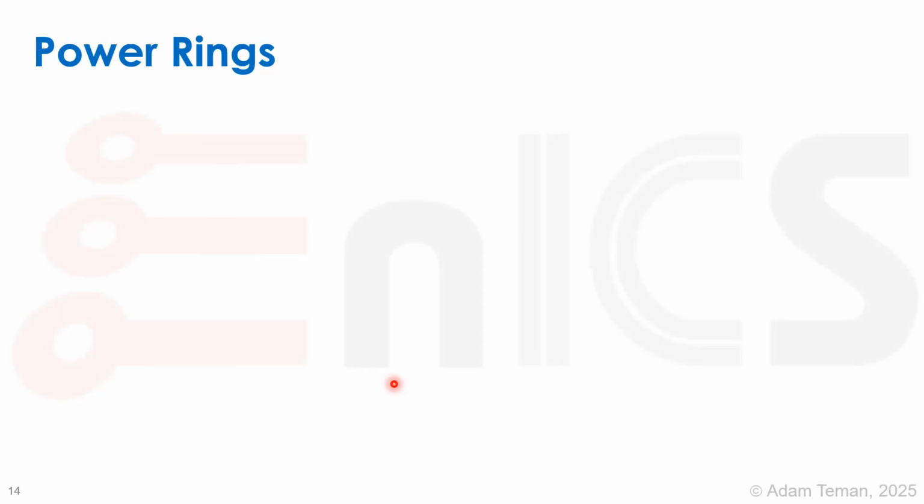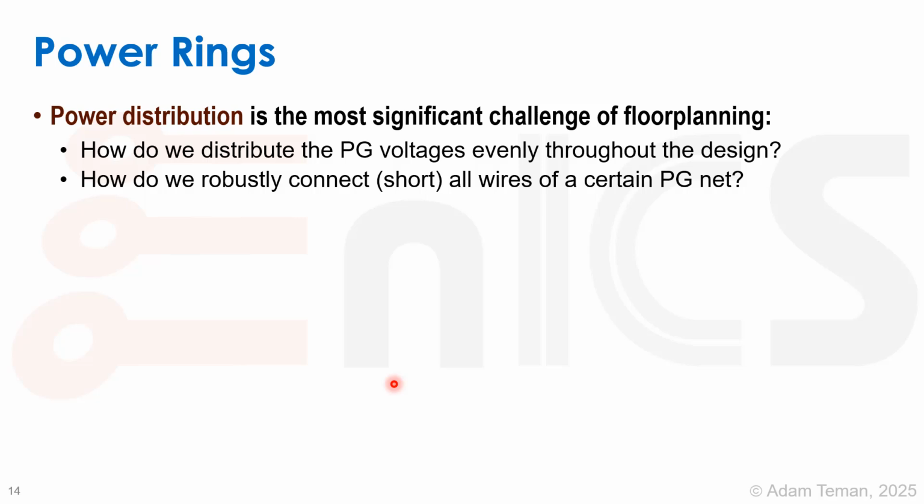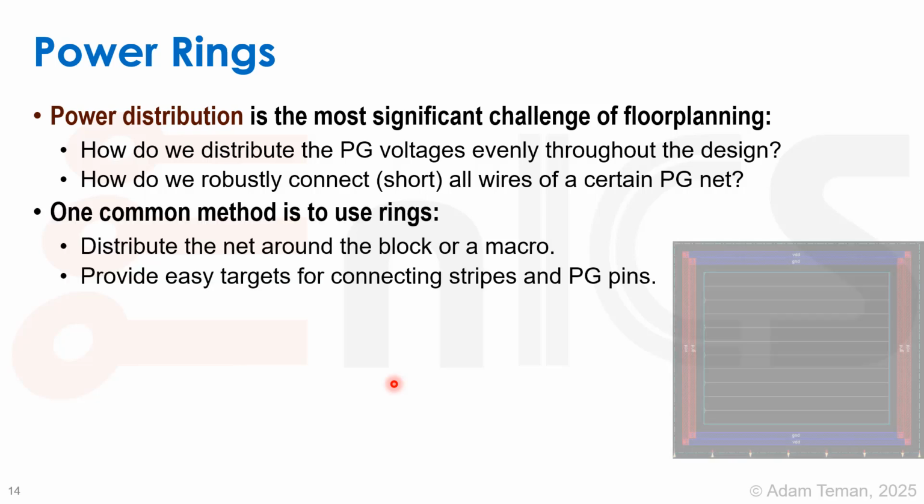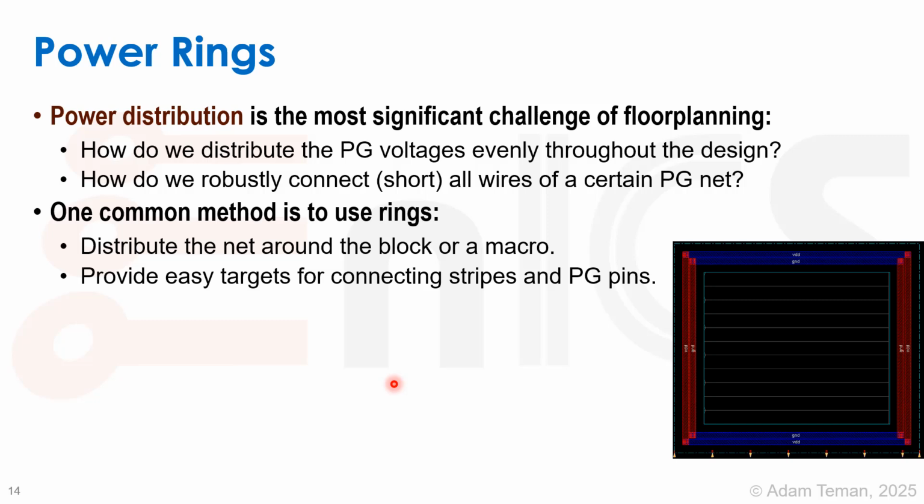So we've arrived at the site of power rings. Power distribution is the most significant challenge of floor planning. How do we distribute the power and ground voltages evenly throughout the design? How do we robustly connect all the wires of a certain PG net? How do we make sure they're shorted together really well? These are questions, and one of the common methods to solve this is to use rings.